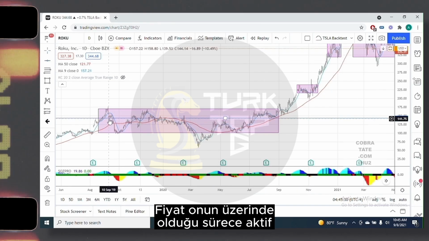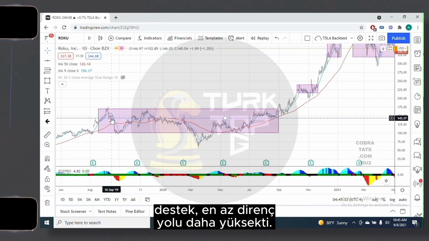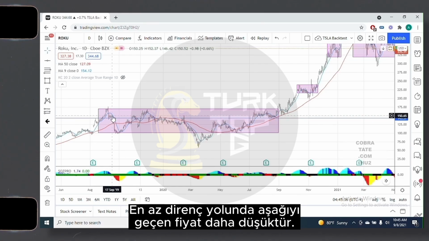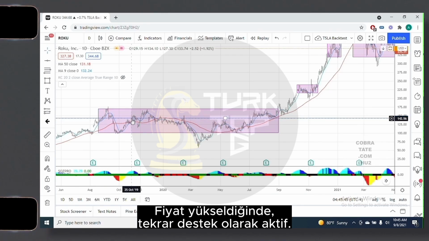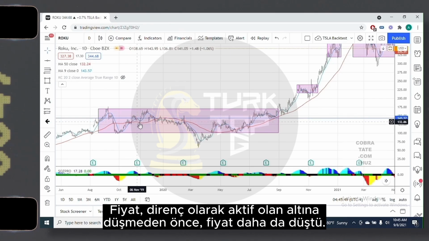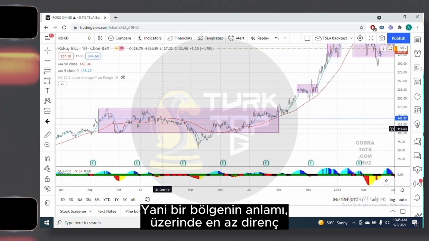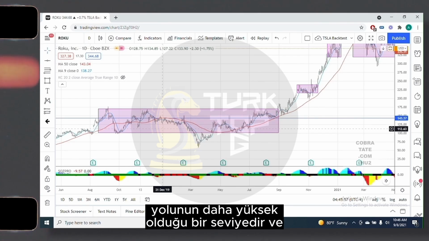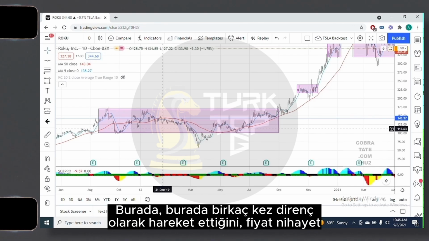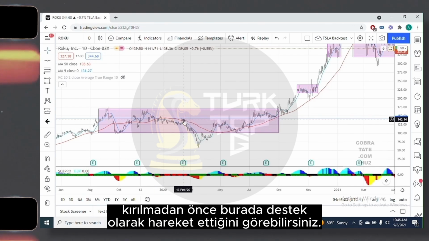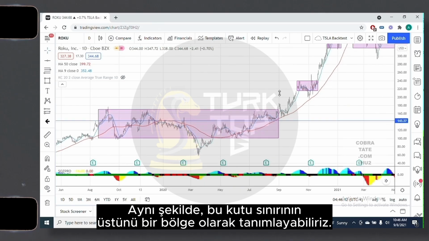Acted as support. As long as the price was above it, the path of least resistance was higher. Price crossed below it, the path of least resistance is lower. Acted as resistance here, price went lower. When the price went higher, acted as support again. Before price broke below, acted as resistance, price went lower. So all it means, a zone is a level above which the path of least resistance is higher and below which the path of least resistance is lower. You can see it acted as a resistance a bunch of times here, acted as support here before the price finally broke out. Same way we can define the top of this box boundary as a zone.